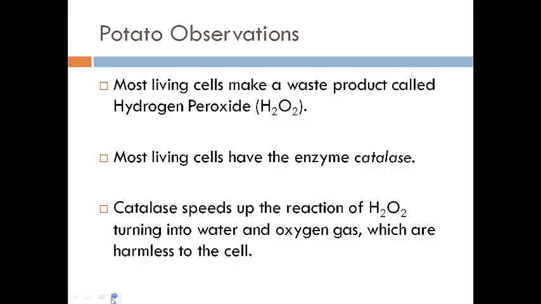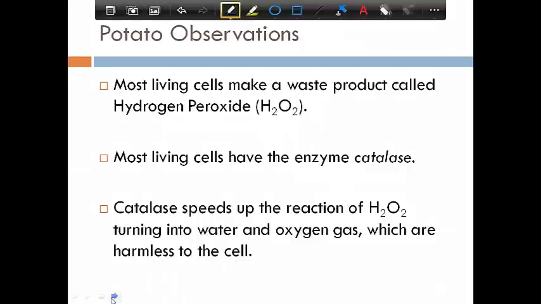All right, now what does this have to do with your potato investigation? When you were looking at the potatoes, you were actually testing an enzyme that is in most cells. So let's start at the beginning to learn about what this enzyme is and what it does. The first point I want to make is that most living cells make a waste product called hydrogen peroxide. And this is what you used in your little brown bottles in the investigation, the hydrogen peroxide. So basically we were adding this waste product that cells don't like to the potato cells. Okay, so we were adding extra waste to the potato cells, and they didn't want that.